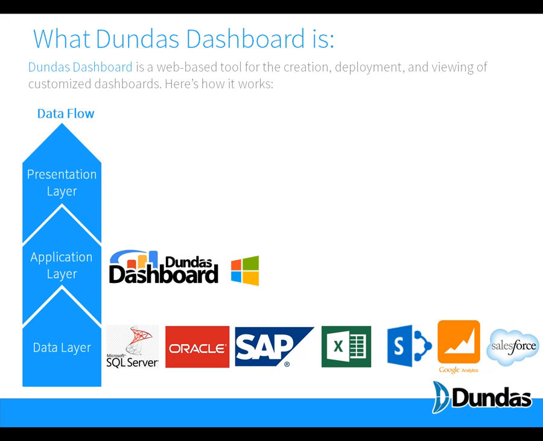So the application layer is Dundas Dashboard. Dundas Dashboard runs on a Windows web server somewhere, either in your internet or intranet that you're running at your company, or if you've moved to the cloud, it can easily be hosted somewhere like Amazon Web Services or Rackspace or any other cloud provider.